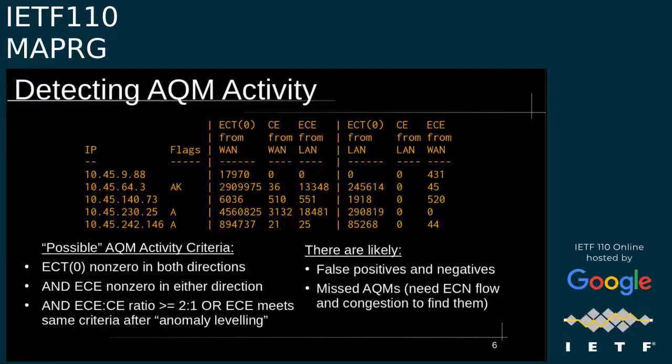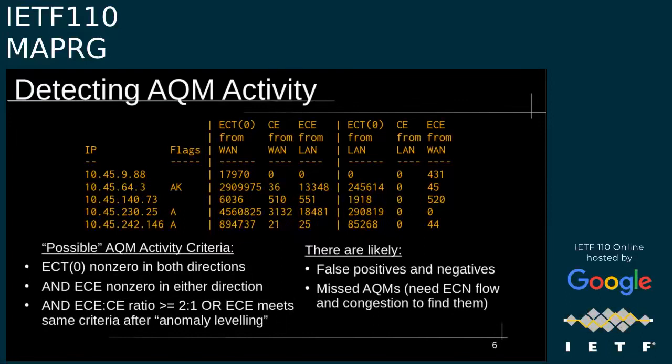However, we did see some anomalies in the signaling data that appear to come from the OS fingerprinting routines of port scanners. To help explain how we attempt to filter these out, with the IP in the middle here, ending in 140.73, we have CE and ECE marks with a ratio close to 1:1, which doesn't look like AQM activity. What we do is, if the ECE to CE ratio is greater than 2:1, we consider it possible AQM activity. If it's less than 2:1, we subtract the CE marks from the ones in the opposite direction, and if there are any left over, we consider it possible AQM activity, otherwise we don't.